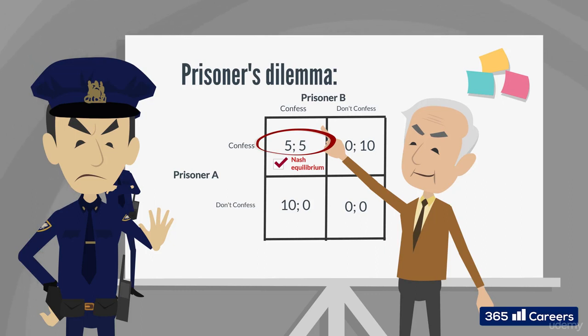In our next lesson, we'll provide an example of how game theory and Nash's equilibrium can be used when analyzing a business case.